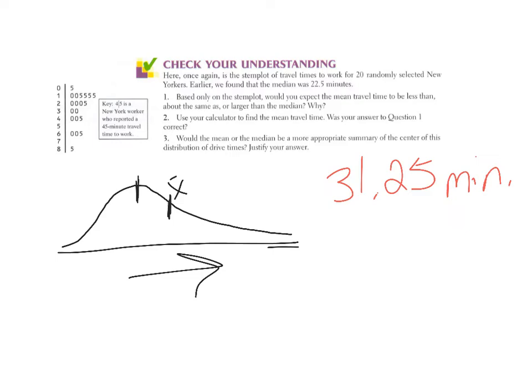And then the third question here is asking if the mean or the median would be a more appropriate summary of the center of this distribution of drive times, and then we have to support it. Okay? Well, in this particular case, our median is going to be a better measure. So our median would be better, again, because this data is skewed. The median would be a better measure of the center of distribution.